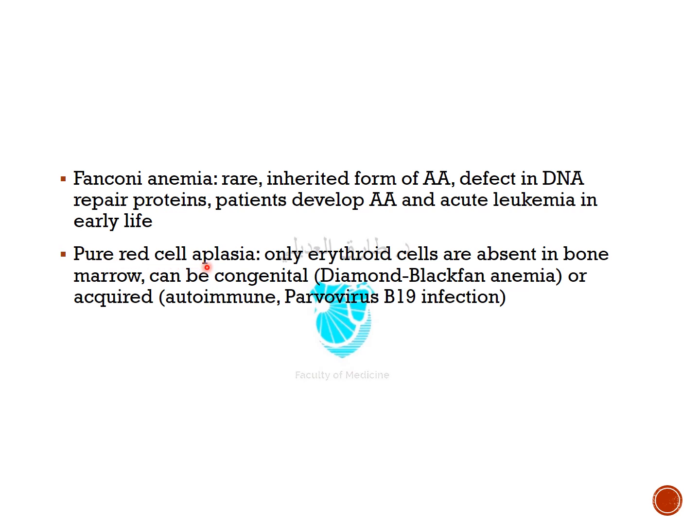Pure red cell aplasia is generally less common than aplastic anemia. It can be congenital early in life, and this is called Diamond-Blackfan anemia. Or, more commonly, it is an acquired form. This one is seen in autoimmune diseases like systemic lupus erythematosus or rheumatoid arthritis. So it has an autoimmune reaction against the erythroid cells in the bone marrow, or sometimes occurs after parvovirus B19 infection, which targets the earliest normoblasts.